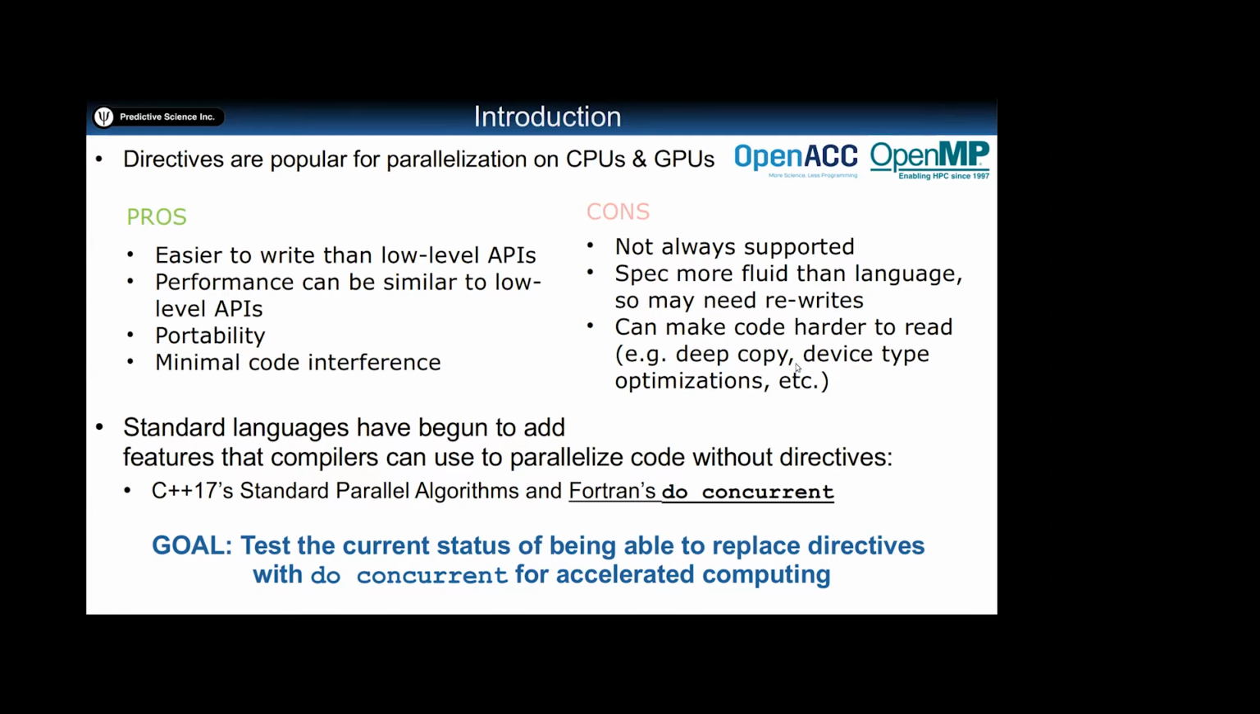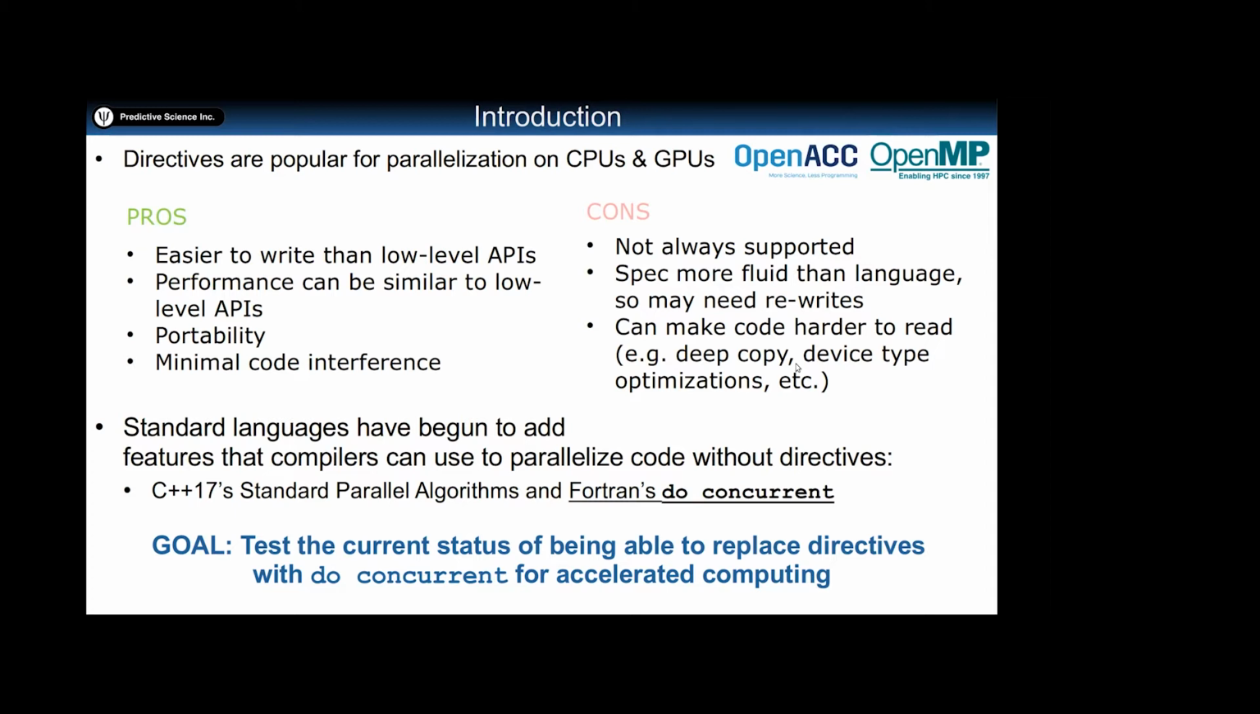So for example, if you're doing a deep copy of a large structure in OpenACC, you can have a gigantic paragraph of directives for every data copy there. Also for OpenMP offload, you can have a huge paragraph of directives for all the different device types for different optimizations on every loop. So ideally, standard languages have started to go away from that. C++17 standard parallel algorithms and Fortran do concurrent are ways that, in theory, you could go away from directives.